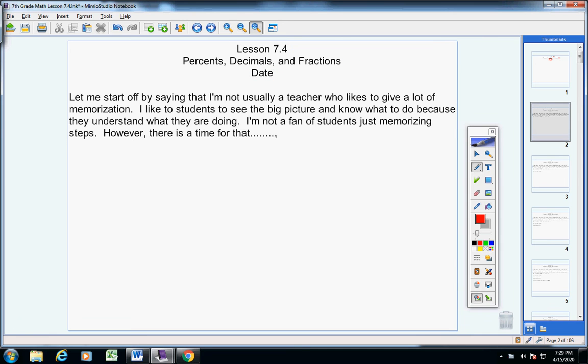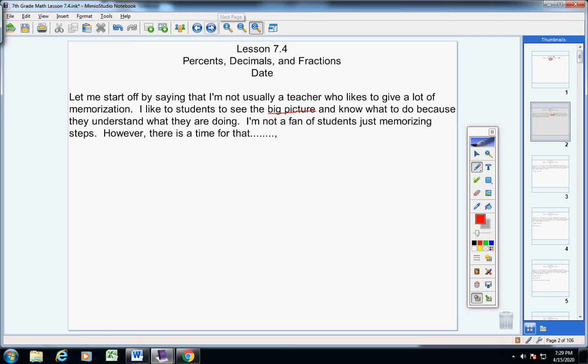Let me start off by saying that I'm not usually a teacher who likes to give a lot of memorization. I like students to see the big picture and know what to do because they understand what they are doing. I'm not a huge fan of just memorizing steps. However, there is a time for memorization.